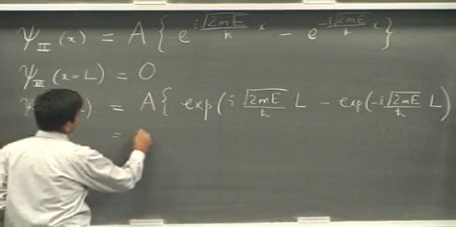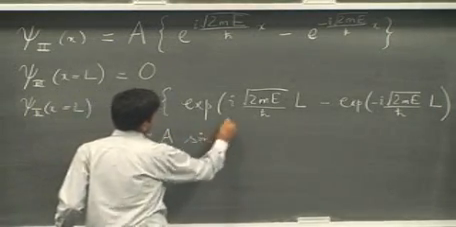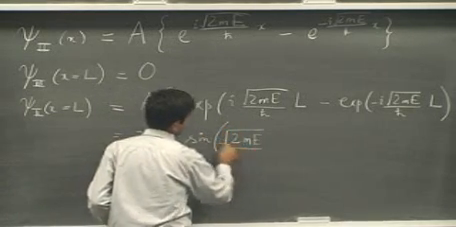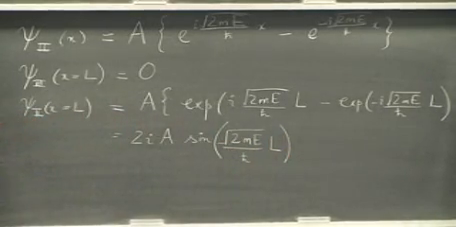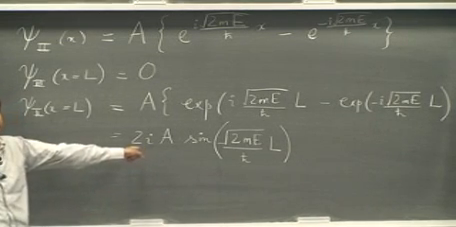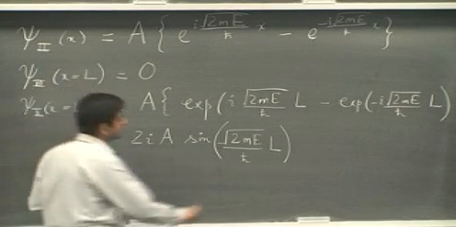This expression is simply equal to 2 iota A sine of root 2mE over h bar times L. But what must this be equal to? This must be equal to the wave function in region 3 at x equals L. So this must be equal to 0.